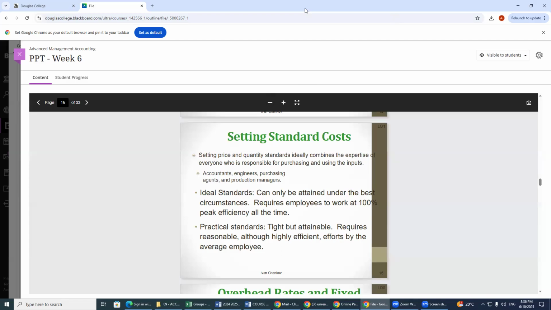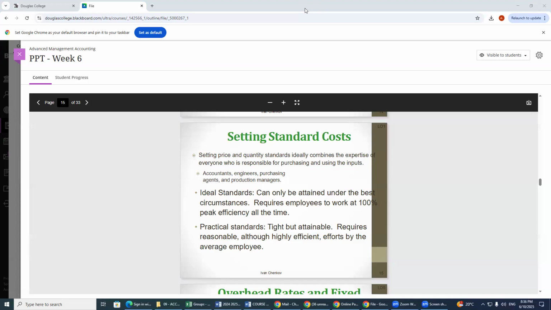The question is, how realistic is that? How realistic is it for us to have an employee working at 100% peak efficiency during the entire working day?